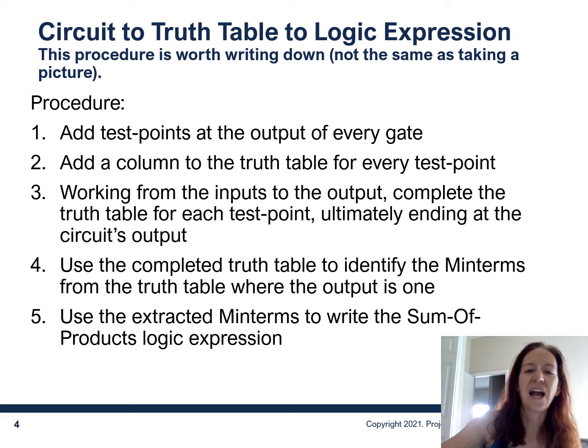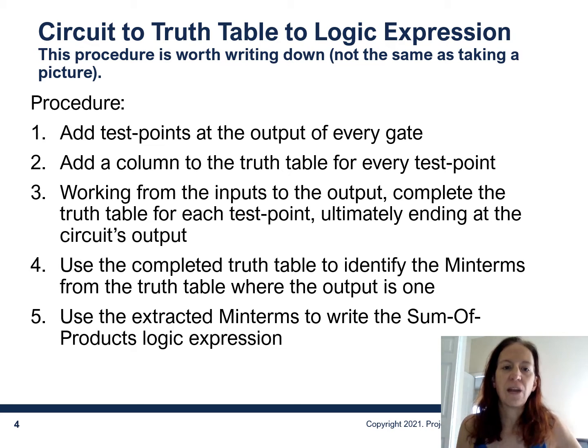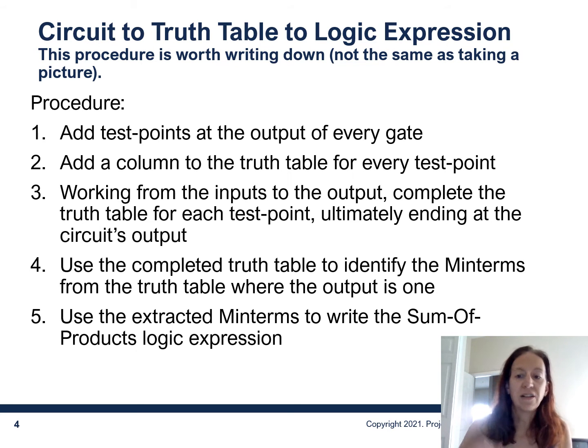So this is actually something that is worth writing down, picking up the pencil, devoting a page of your notebook to writing down what this process is. To go from the circuit to the truth table, you would add test points at the output of every gate. If you have tons and tons of gates, this is where you might say, I'm not into this. So you might not want to go about it this way.